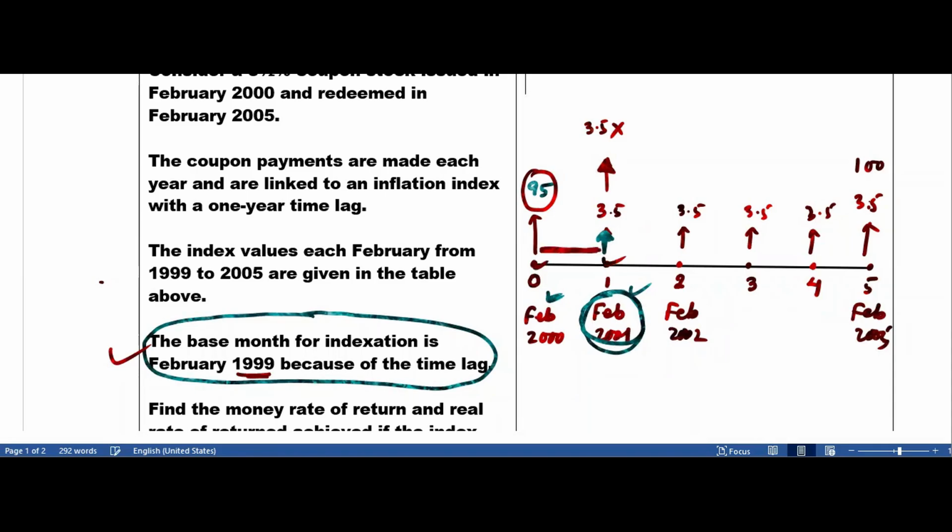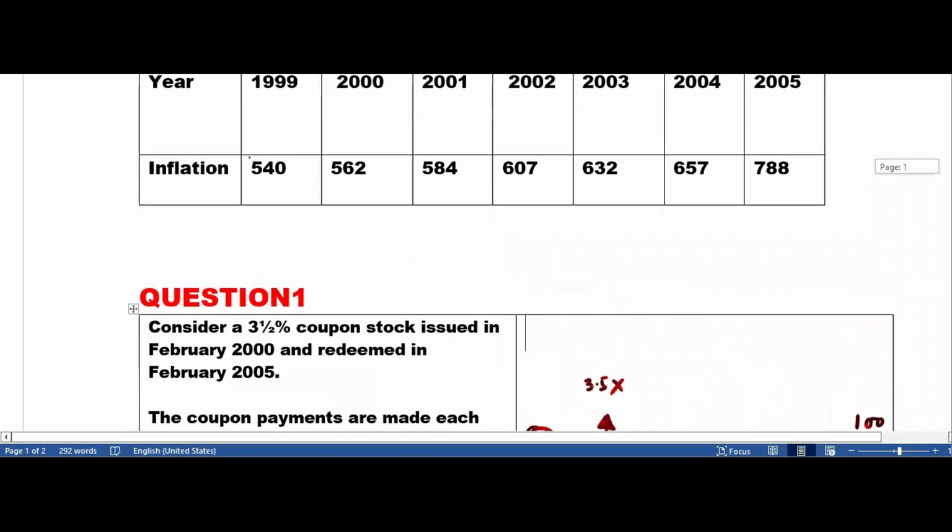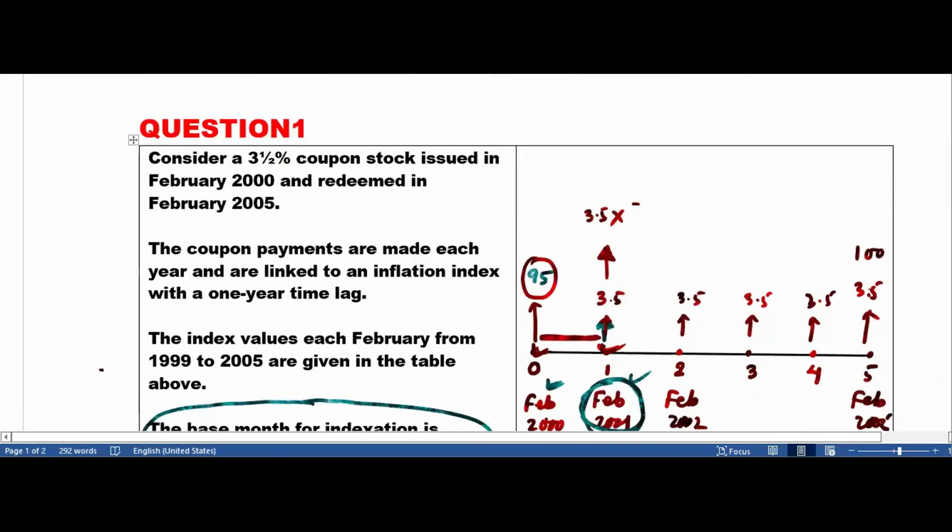But unfortunately, this value will come today. So they will not take the risk. Instead of taking these 2 points, they will take these 2 points. 1 year time lag. Instead of considering 2000, 2001, they will consider 99, 2000. So that way it will be 540, 562. Again, they will increase your money. They will apply the inflation index in the opposite way. Okay, whatever way you will use.